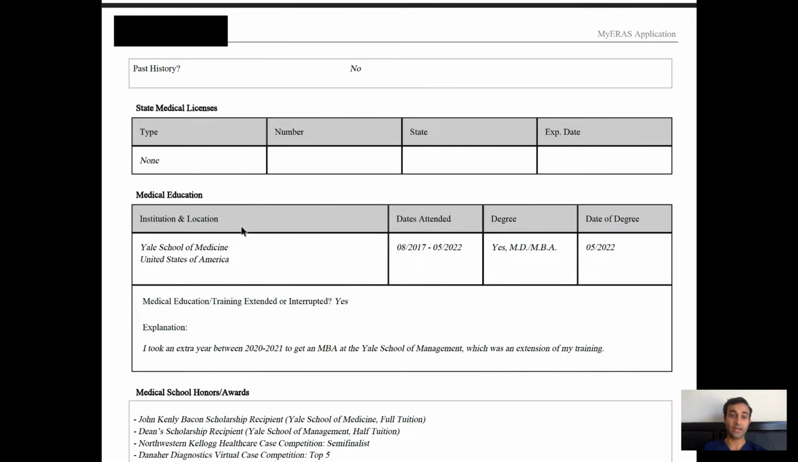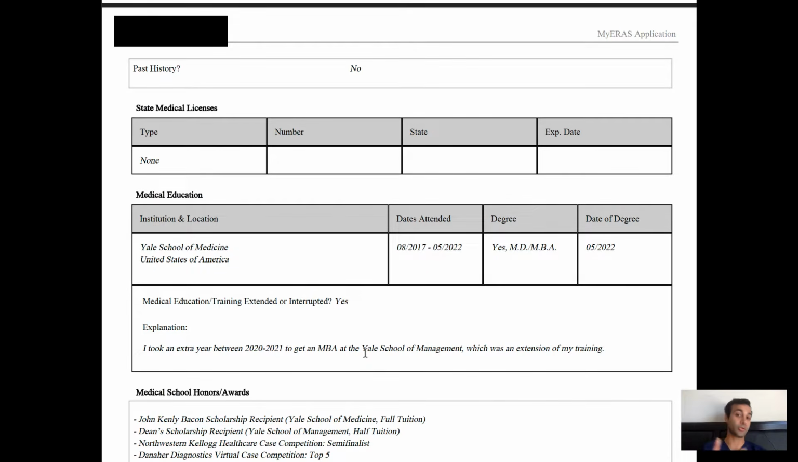And then we slowly start getting into the relevant parts, which are your medical education. Where did you go to medical school, and how long were you there? So for me, this is my medical school. You can see that I included my general dates that I attended, which was from August 2017 to May 2022. Oftentimes, they will ask you about the degrees that you completed, and if you did an additional year or an additional degree, you can mention that. So you can say, my medical training was extended because I took an extra year between 2020 and 2021 to get an MBA.